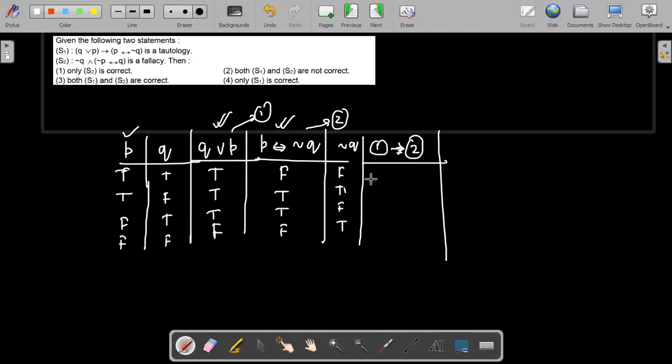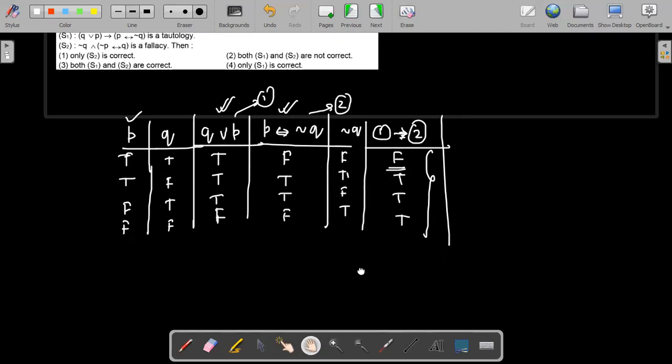Implies: truth becomes false. Very problematic. False. Truth, truth, truth. No problem. Truth, truth, truth. False, false, truth. You see, this is not a tautology because of this entry. The column has to be all true, so it has to be a tautology. Otherwise it's not. So this is not a tautology.